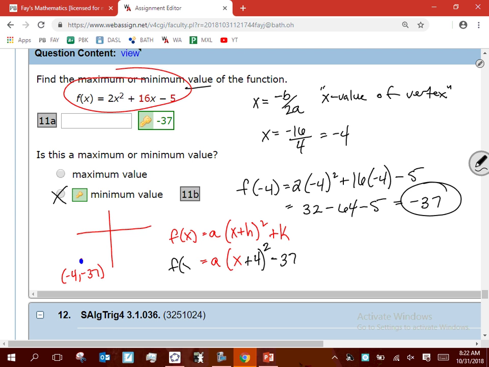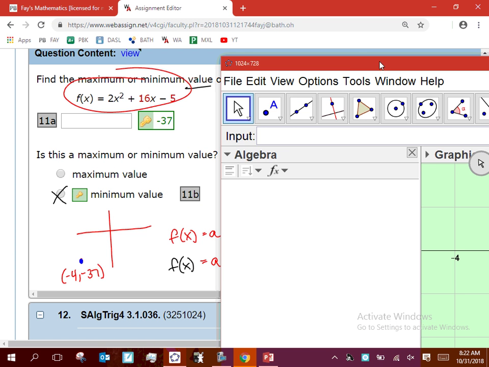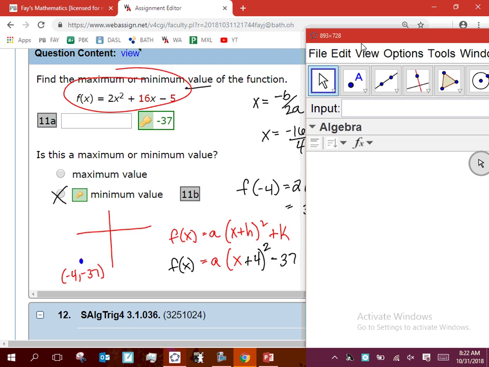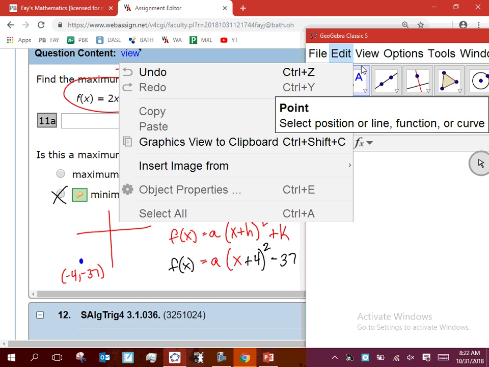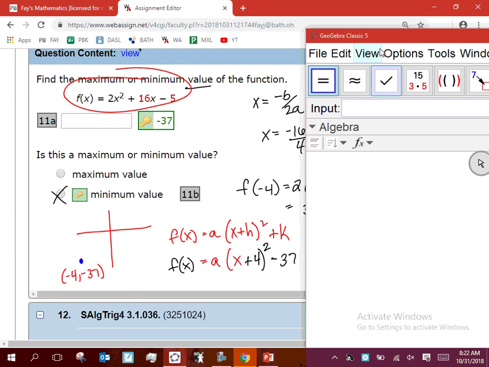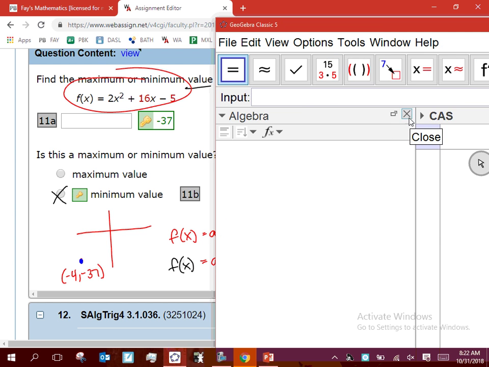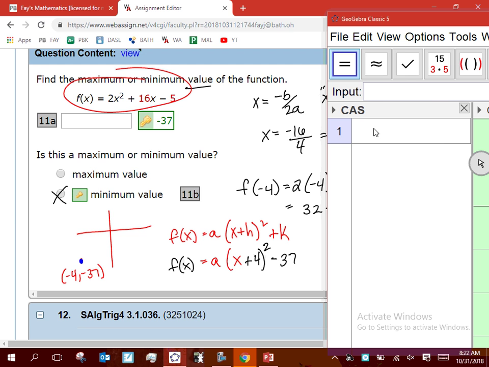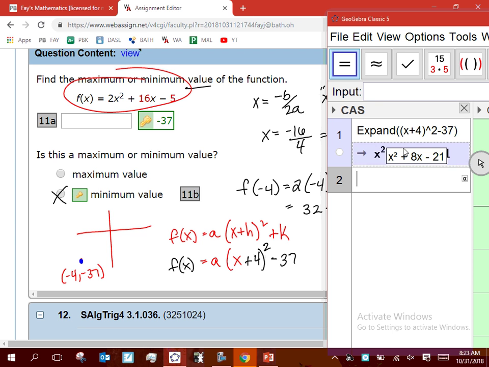Now, that would not match if I factored that out, or FOIL that out, sorry. Let's see what that would look like. I'm just going to cheat here. If I just ask this thing to expand, I need to set parentheses, x plus 4 squared minus 37, you see that that gives me x squared plus 8x minus 21, which is not this thing, right?